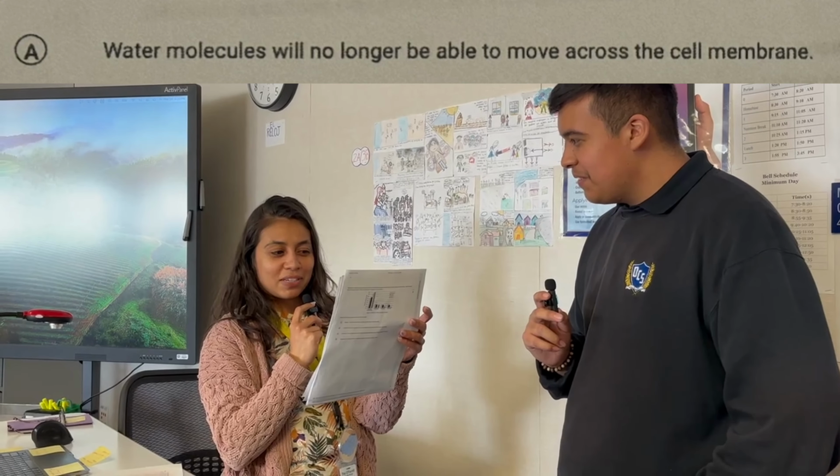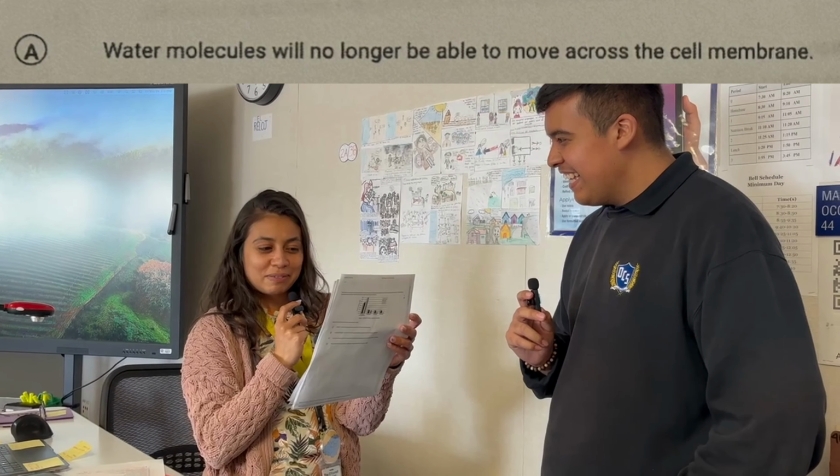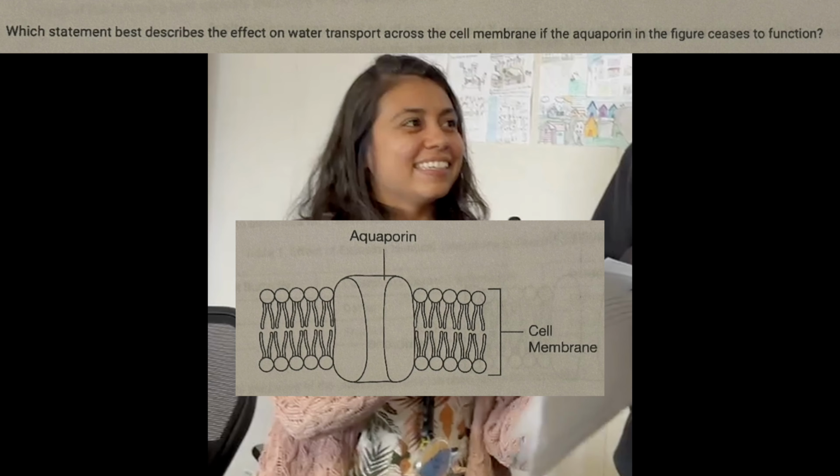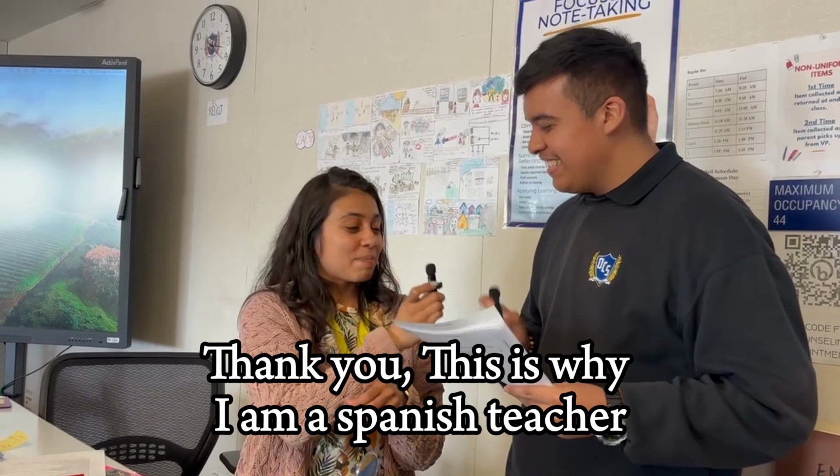No idea. I don't even know what aquaporin is. Your best guess. A. Water molecules will no longer be able to move across the cell membrane. That doesn't sound right. That is sadly incorrect. Wah, wah. The correct answer is B.